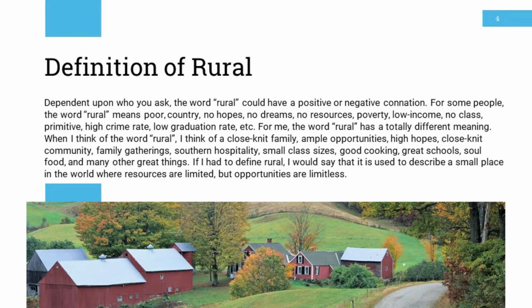There are so many things. And when we're talking about school in a rural area, those administrators and that staff know all those kids by name because you don't have those big, large class sizes. It's hard to define rural, but I would say it is used to describe a small place in the world where resources are limited, but opportunities are limitless.